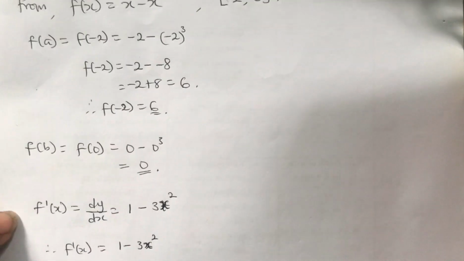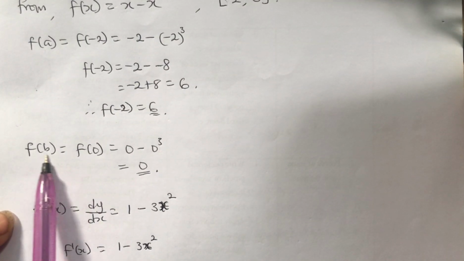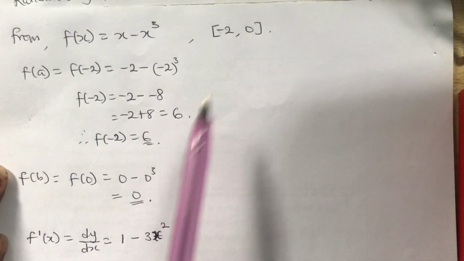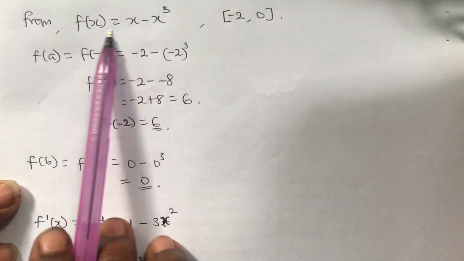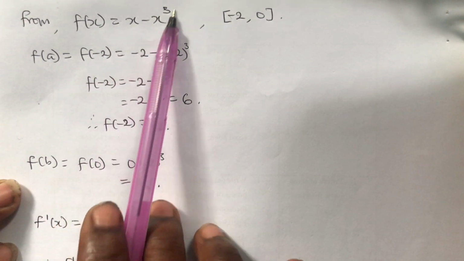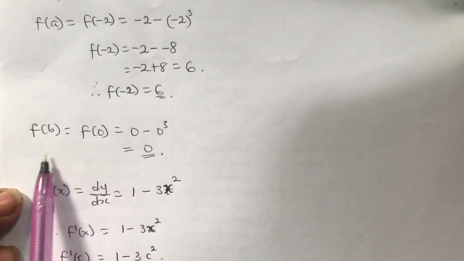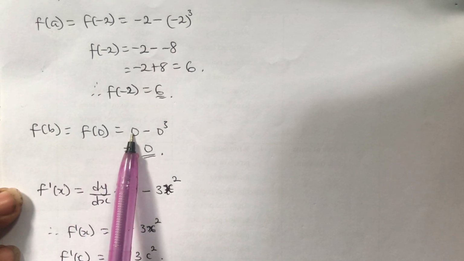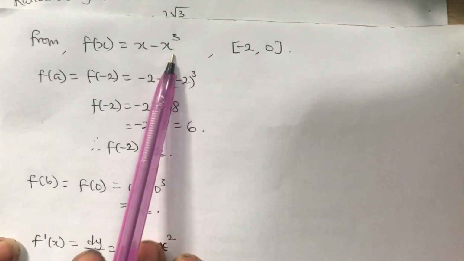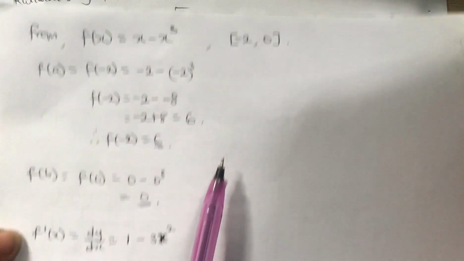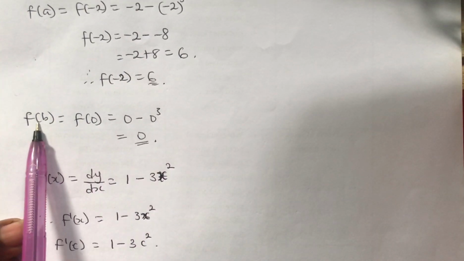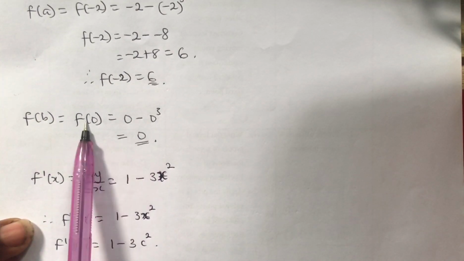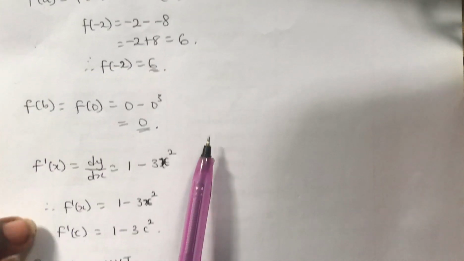We need to compute f of B also. So f of B in this case is f of 0, because our B is 0. Following the definition, f of 0 equals 0 minus 0 cubed, because anywhere we see x from the definition, we change it to 0. So here we have 0 minus 0 cubed, which gives us 0. Therefore, our f of B is 0.